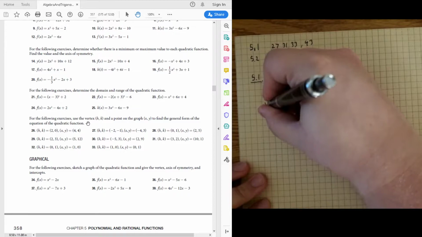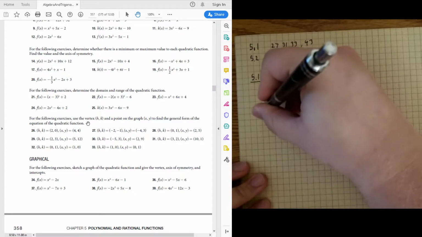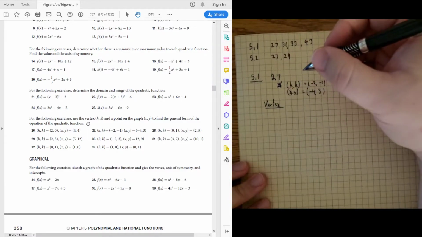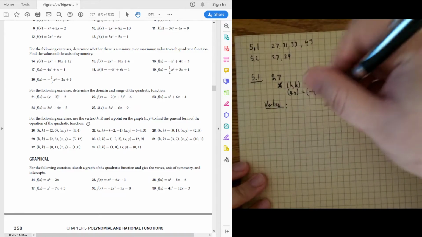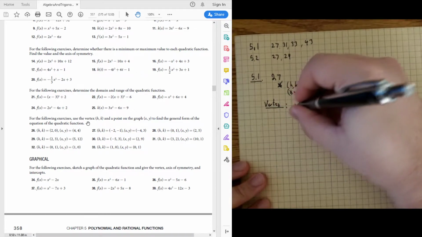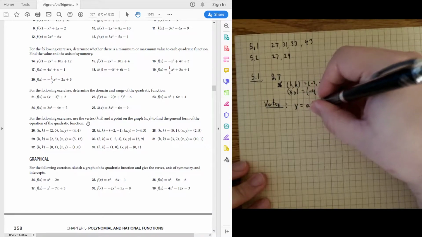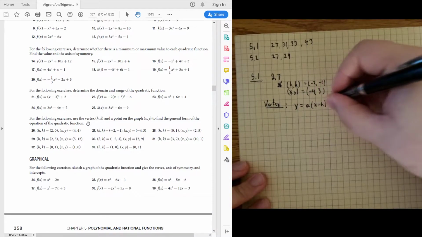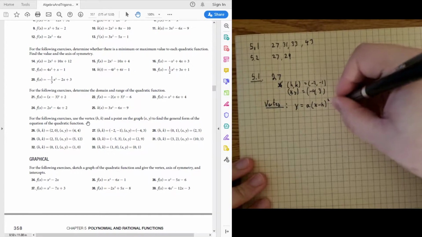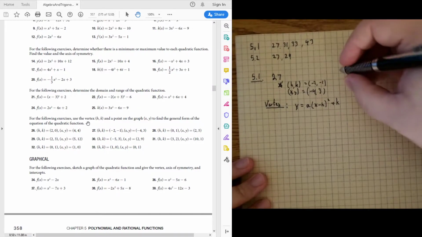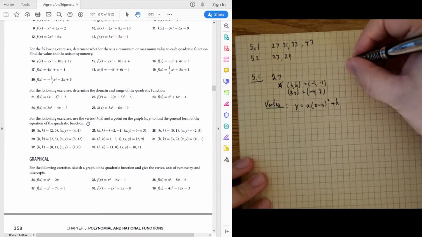Now, the first thing I want to point out here: we are going to use h and k directly in vertex form. We're going to use the point afterwards. So let's talk about vertex form. Vertex form is y equals a(x minus h) squared plus k. In fact, for a lot of these problems, since they're all very similar, I'm going to copy that formula up here because I know I'm going to use it a lot.